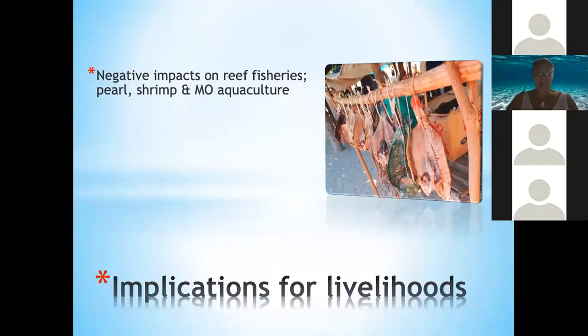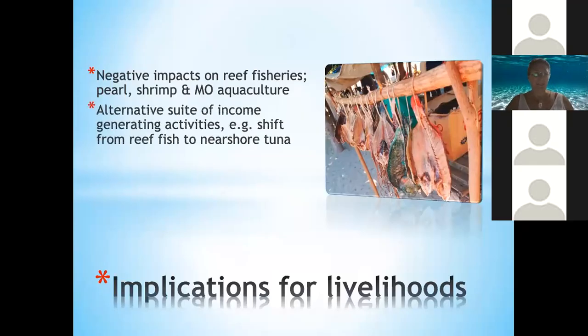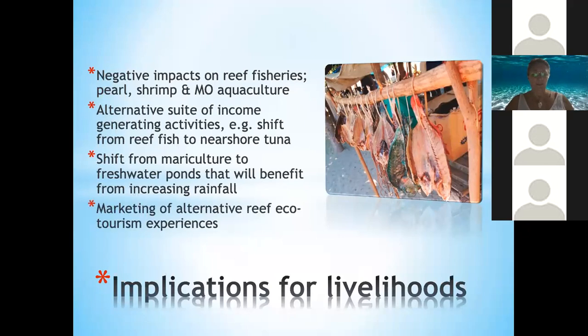So then we looked at the implications for livelihoods, and you can click through all of these. We found, obviously, as you saw before, the marine resources that are most vulnerable to ocean acidification are those that have shells, so pearls, shrimp, and aquaculture, that essentially these needed alternative income opportunities to shift away from vulnerable resources, including reef fish. So perhaps looking at targeting nearshore tuna or other species that were less vulnerable to ocean acidification.